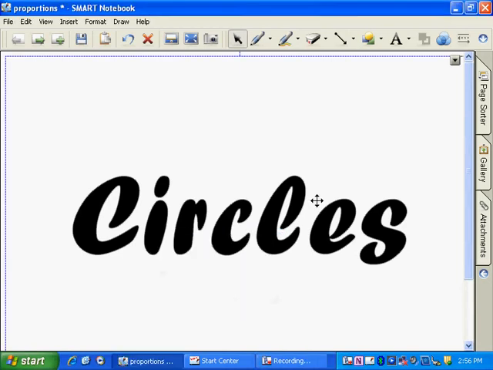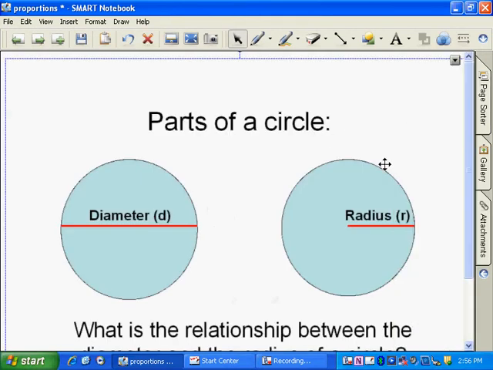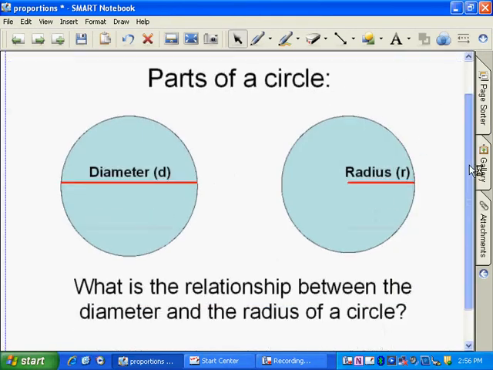Alright, I'm going to talk to you about how to find the circumference of circles. Before I start, I just want to make sure that you understand a couple of things about circles. First of all, the distance all the way across the circle through the center is called a diameter, and that is abbreviated with a D. When you look at a circle, the distance from the center to the edge is called the radius, and that is abbreviated with an R.